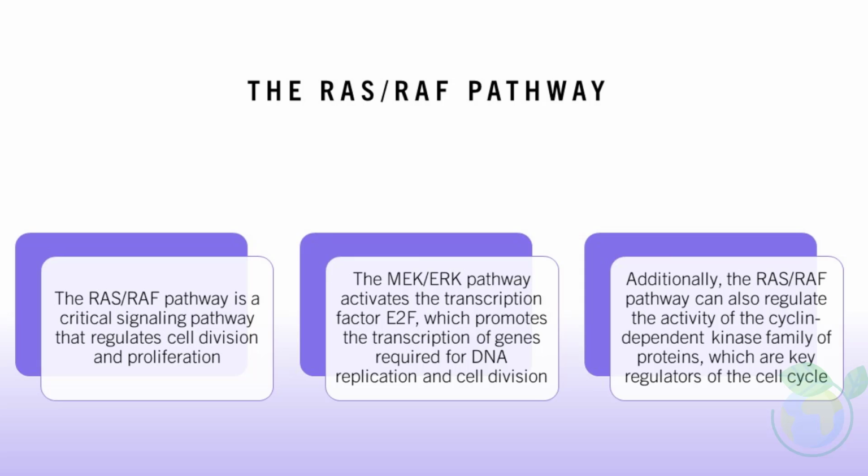The RAS/RAF pathway is also closely linked to the regulation of the cell cycle. The MEK/ERK pathway activates the transcription factor E2F, which promotes the transcription of genes required for DNA replication and cell division. Additionally, the RAS/RAF pathway can also regulate the activity of the cyclin-dependent kinase, CDK, family of proteins, which are key regulators of the cell cycle.